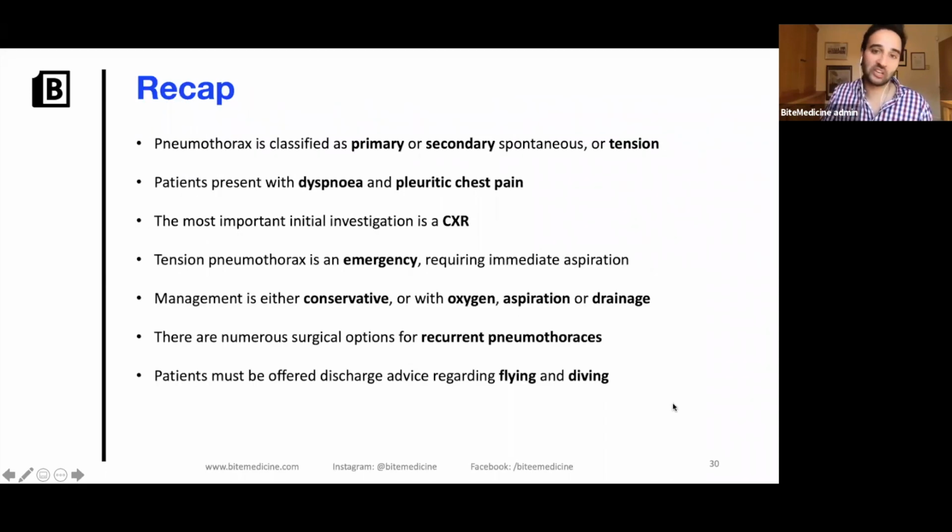And just a recap of everything we just talked about. Now we know the difference between our types of pneumothoraces. We know how they present. Chest X-ray is the most important form of imaging. Tension pneumothorax is an emergency: second intercostal space, mid-clavicular line, aspirated ASAP. There are a few options for management, and now we know when to do each of those. A few surgical options, and make sure you give proper advice to patients after they have had a pneumothorax aspirated or drained.